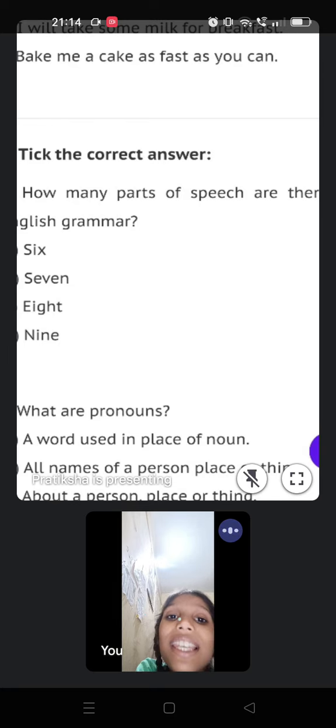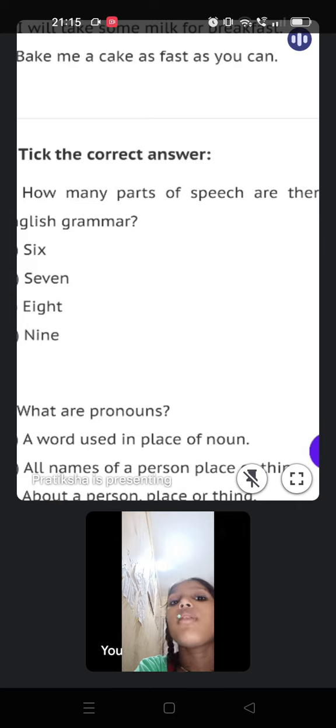Bake me a cake as fast as you can. What is the noun here? Cake. Okay. Verb? Ma'am, bake. Very good. Me? Me is replacing a noun. Kya hoga fir me? Pronoun. Pronoun. Okay.